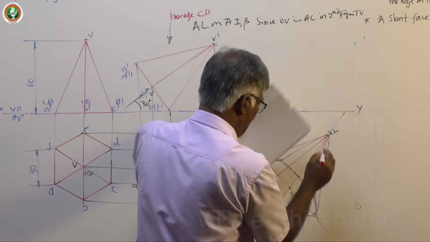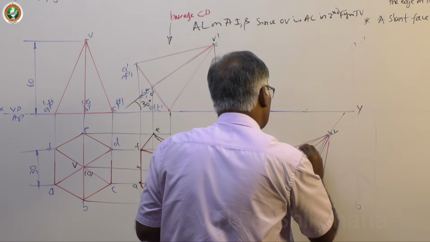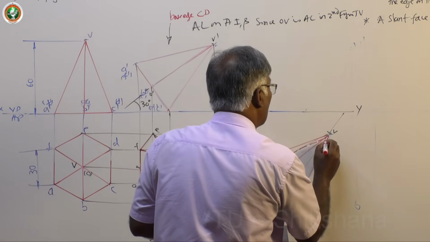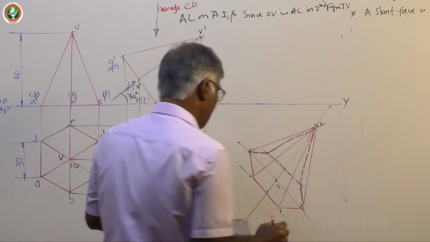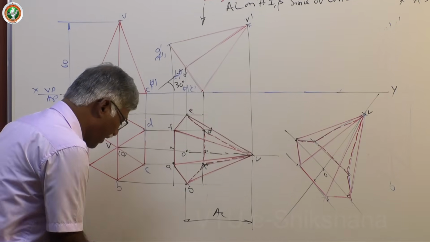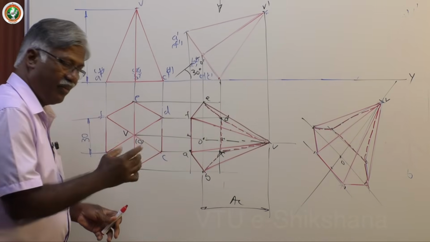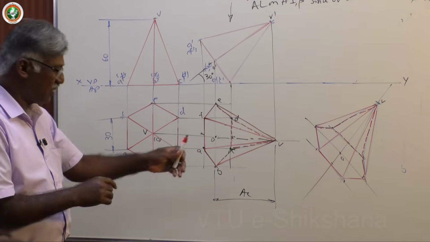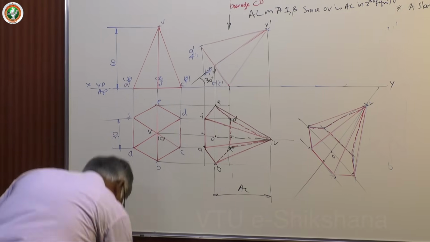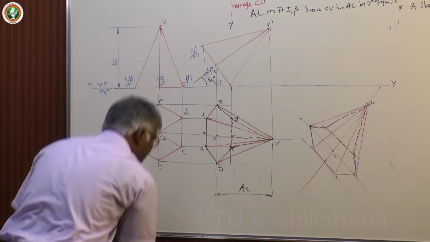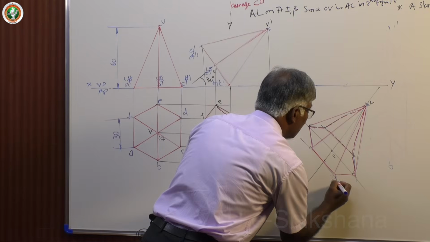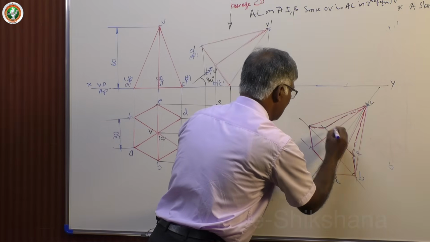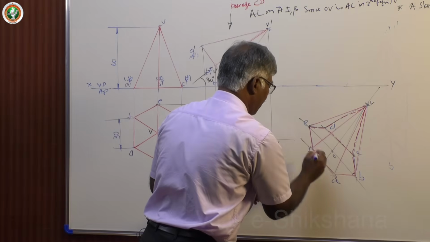Yes. So this is dotted. As per the discussion we had earlier, the base is towards the observer, nearer to the observer. Let me name this properly as per the previous top view: A, B, C, D, E, F, O, V.